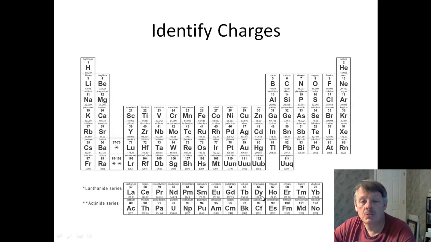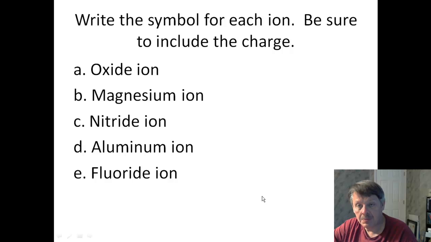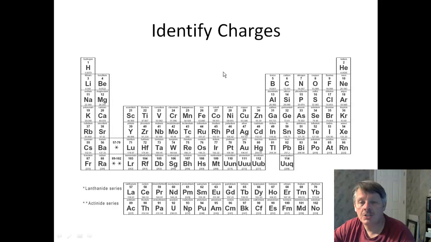Alright, so again, we identified our charges as +1, +2, +3, plus or minus 4, -3, -2, -1, 0. That should be across the periodic table. And now we want you to write the symbol for each ion. So be sure to include the charge. You'll notice the first one is an oxide ion. Oxide, when it ends in IDE, that tells you it's an anion. It's on the right. It's a nonmetal. So that's actually oxygen.